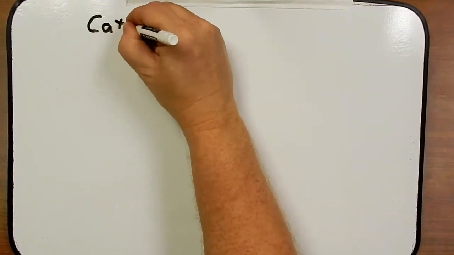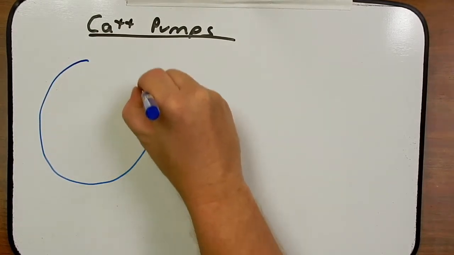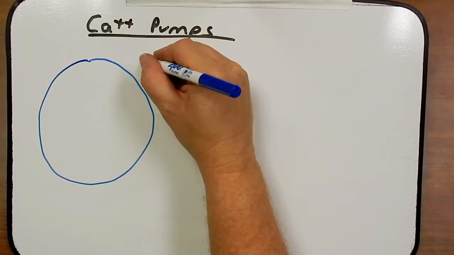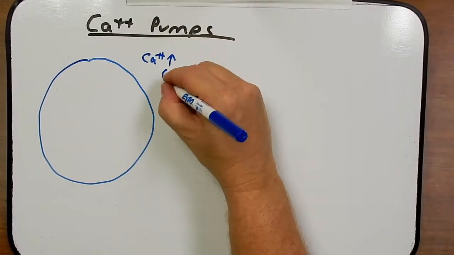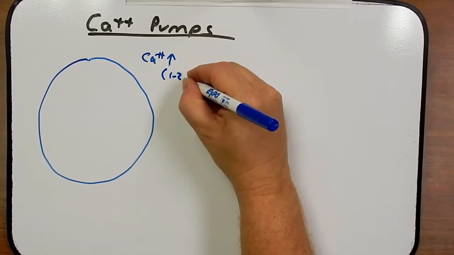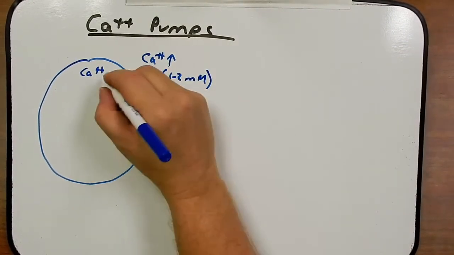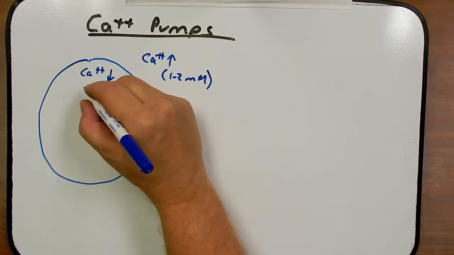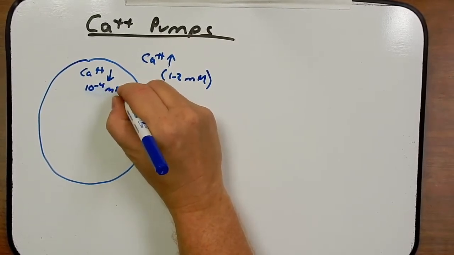Alright, I'd like to begin this podcast by talking about calcium pumps. To begin with, I want to draw a cell here and remind you that calcium concentrations outside of the cell are high. They're about 1 to 2 millimolar. The calcium concentration in the cell is low, about 10 to the minus 4 millimolar, so a lot lower.